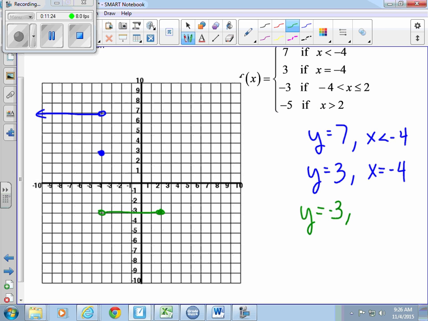So what does the last part say? y equals -5, which is another horizontal line, right? From 2 on to infinity. So from 2 on, an open circle.